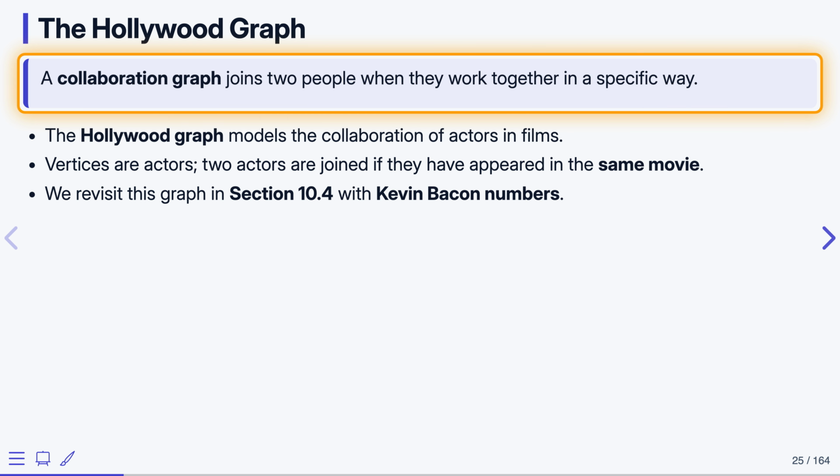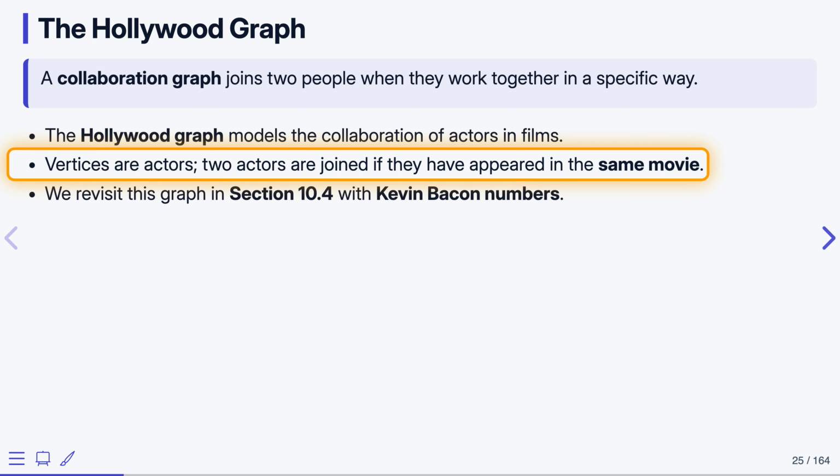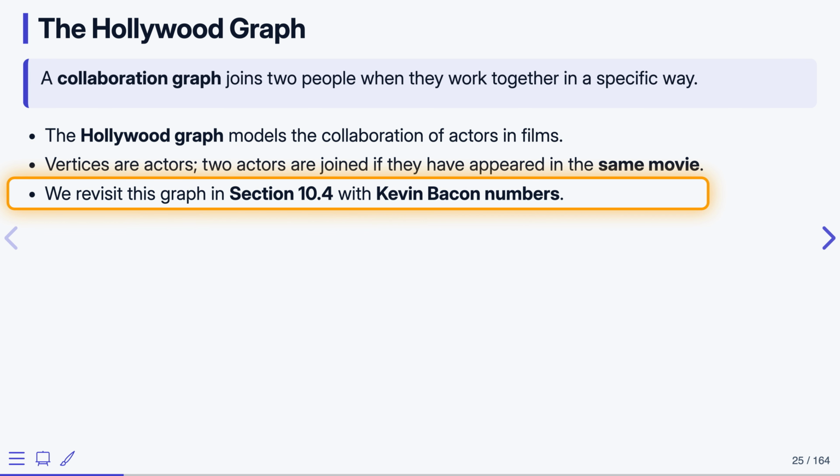Now we look at collaboration graphs. In a collaboration graph, we join 2 people when they work together in a set way. The first example is the Hollywood graph. It models how film actors work together. Each dot is an actor. We draw a line between two actors if they acted in the same movie. Acting together works both ways, so the lines have no arrows. Later, in section 10.4, we use this graph to define Kevin Bacon numbers.